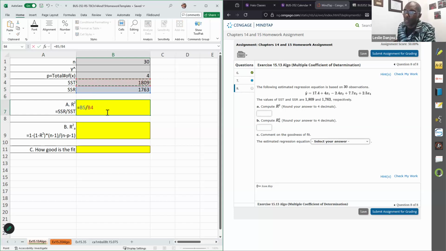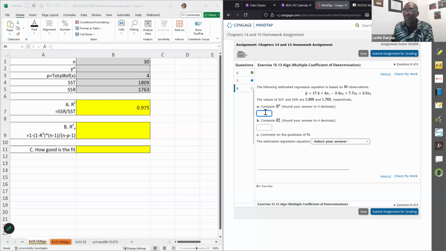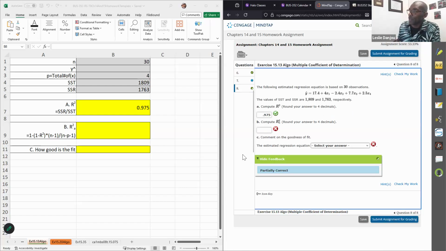And that will be your R squared value. And don't forget, if your R squared is above 0.7, it is a good correlation. This is a very good, excellent correlation, 0.975, or 97.5%. Pretty good.